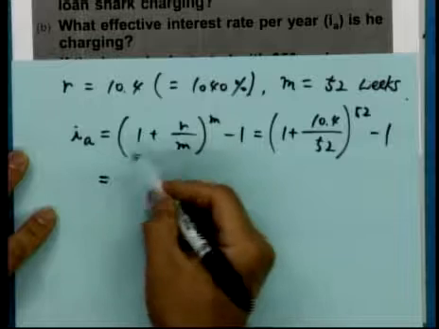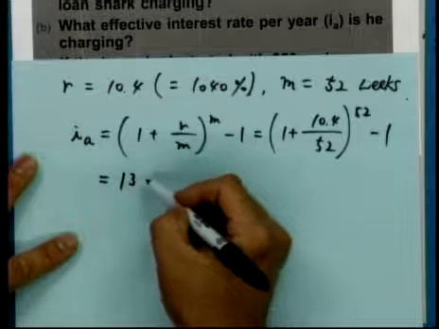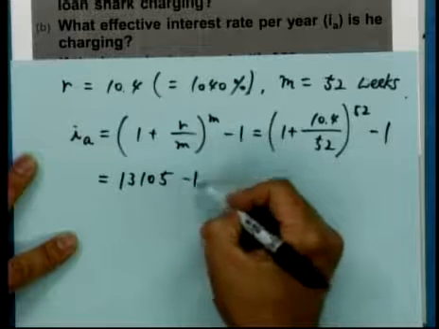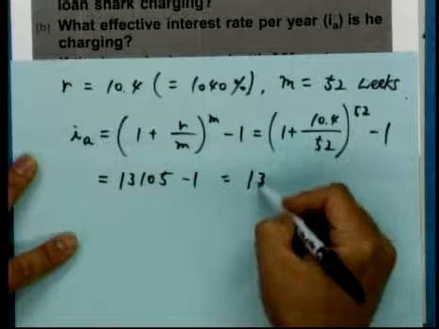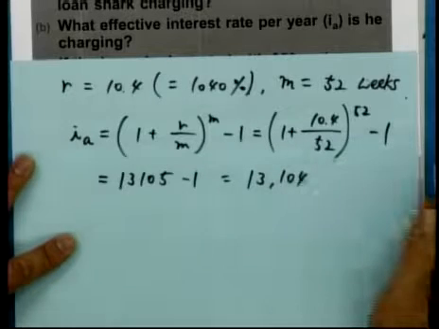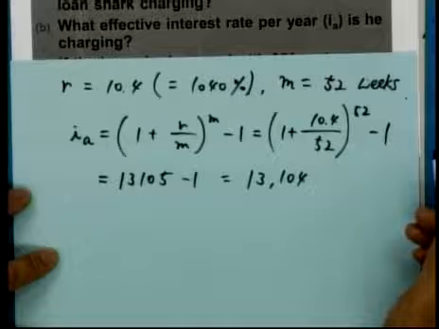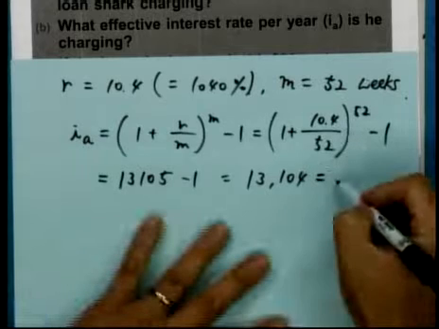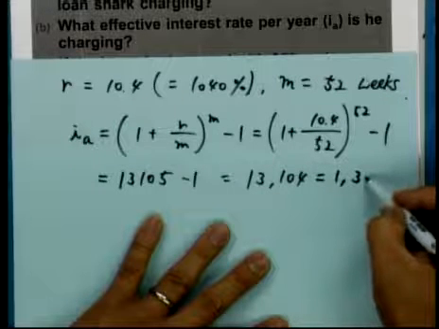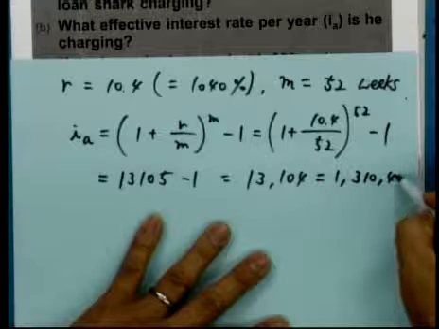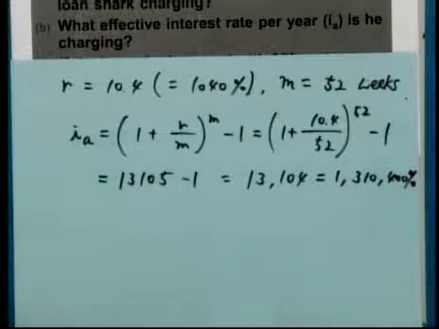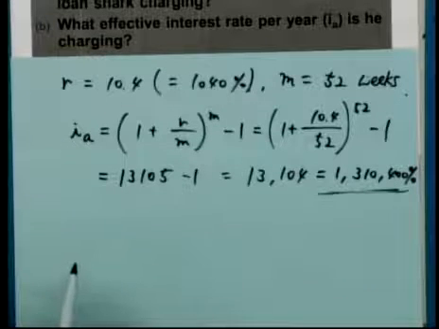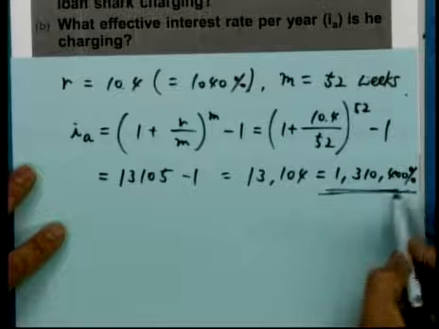So from my previous calculation, it is 13,105 minus 1, which is 13,104. Okay? So what percent is this? It's 1,310,400%. Okay? See, I told you. Don't borrow money from them. Okay? You'll be in big, big trouble.